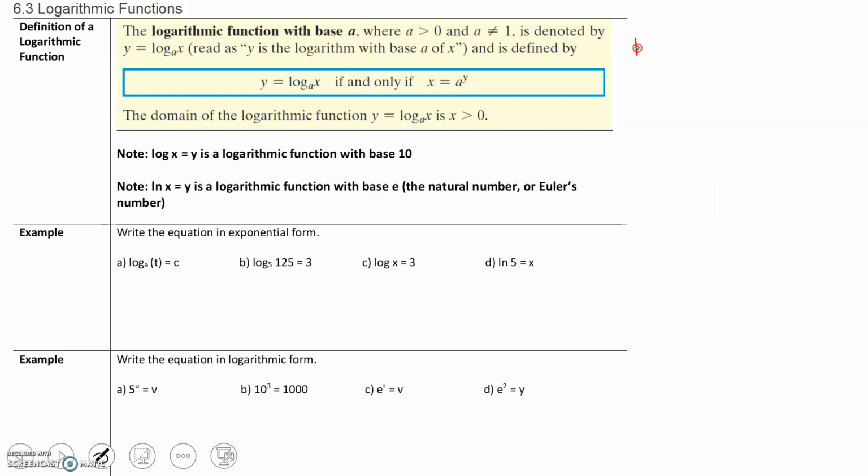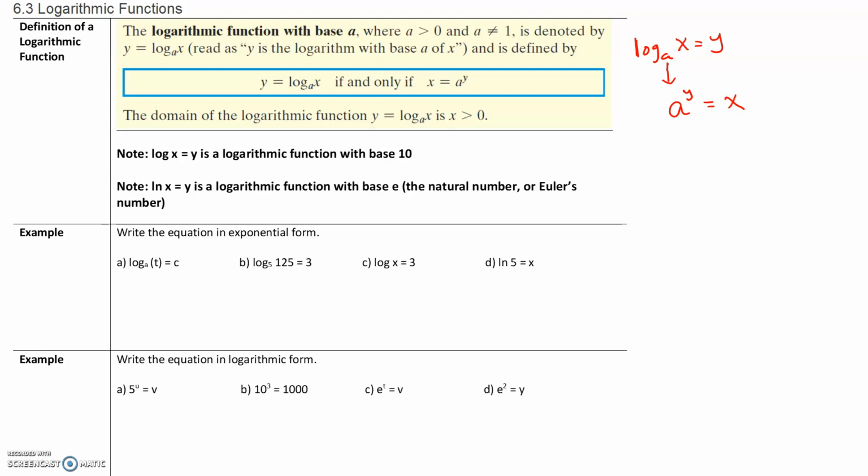Let's say we have log base a of x equals y. This is the logarithmic form. Any equation in logarithmic form can be rewritten as an exponential equation in exponential form. So how do we do that? Well, the base of the log becomes the base of the exponent. And then the x and y, they flip. So the y becomes the exponent and the x becomes the answer.